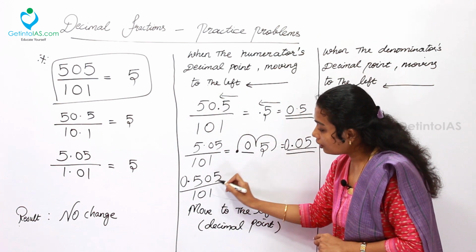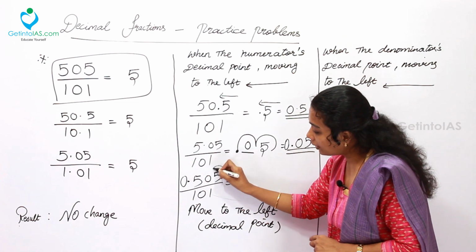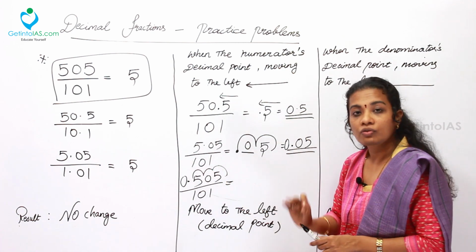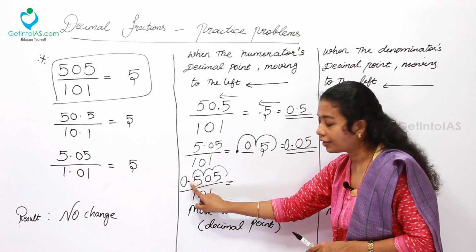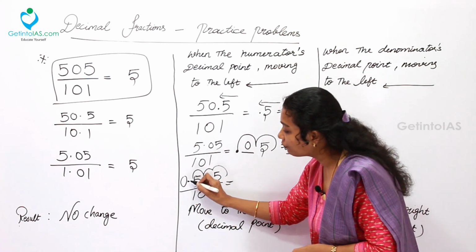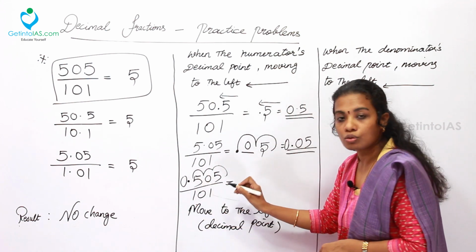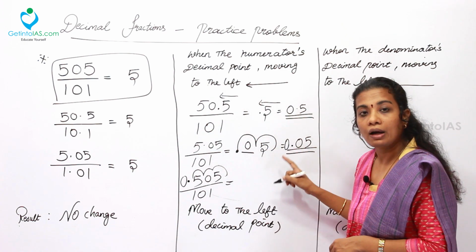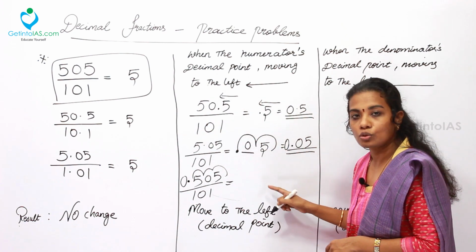That is here from this point: 1 place, 2 place, 3 places the decimal point has moved. After the decimal point, 3 digits are here. So the result will also be affected by the 3 digits to the left.